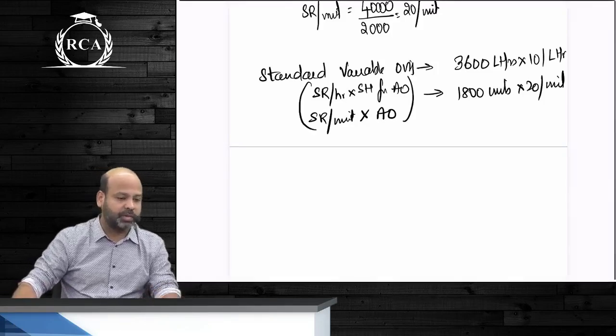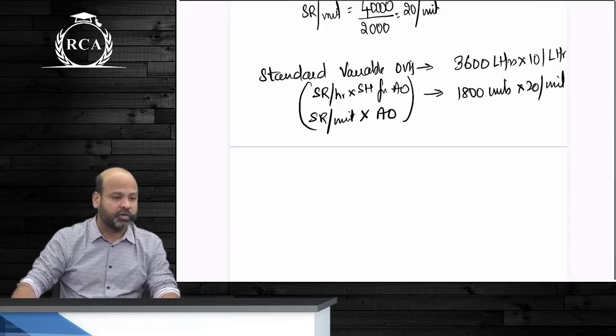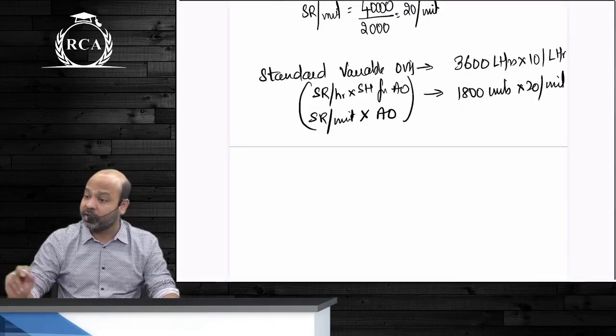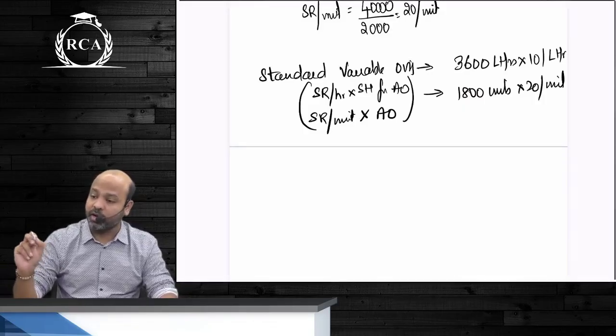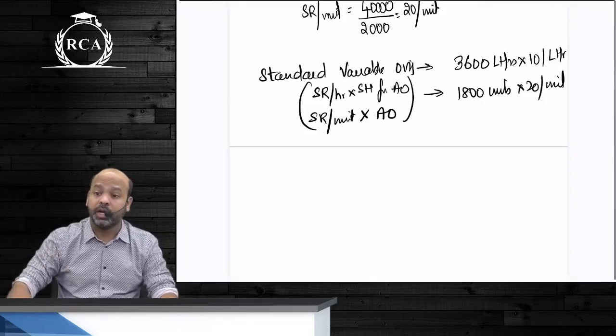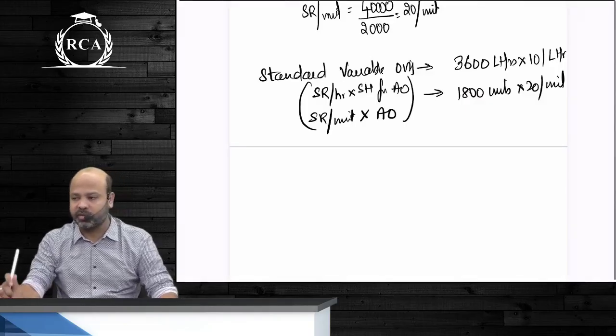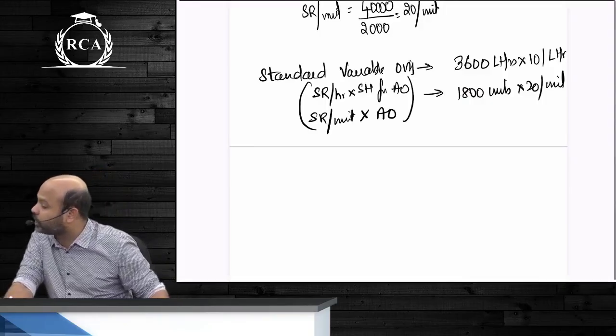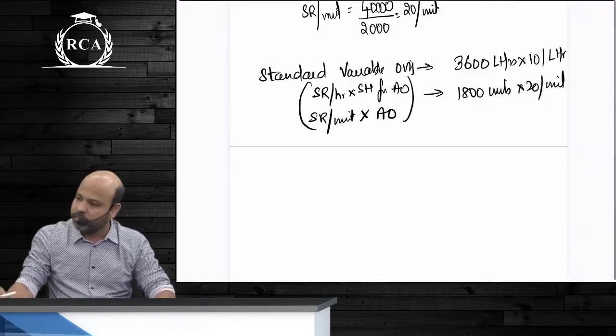That is why in the previous chapter, when someone was using the word standard output, I stopped them there only. I said there's nothing called into standard output. You cannot write standard rate per unit into standard output. Standard overheads are not for standard output. Standard overheads or standard cost is always for actual output. You are always supposed to multiply standard rate per unit into actual output, or standard rate per hour into standard hours for actual output. Are you all following this?